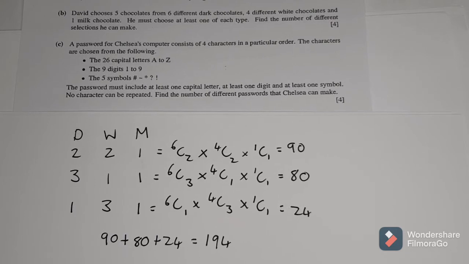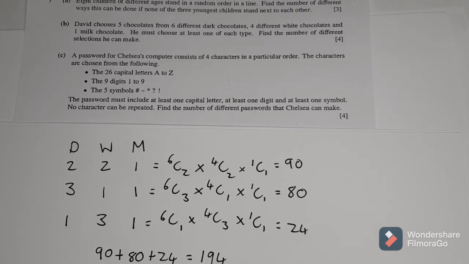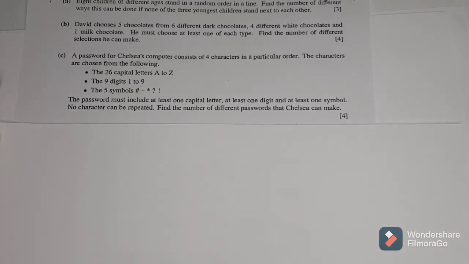So if we look at the last one, it's very similar to the one we just did. We now have a password for Chelsea's computer consists of 4 characters in a particular order. The characters are chosen from the following: the 26 capital letters A to Z, the 9 digits 1 to 9, and then 5 different symbols. And the password must include at least 1 capital letter, at least 1 digit, and at least 1 symbol, and no character is repeated. So we need to find the different passwords that she can make.